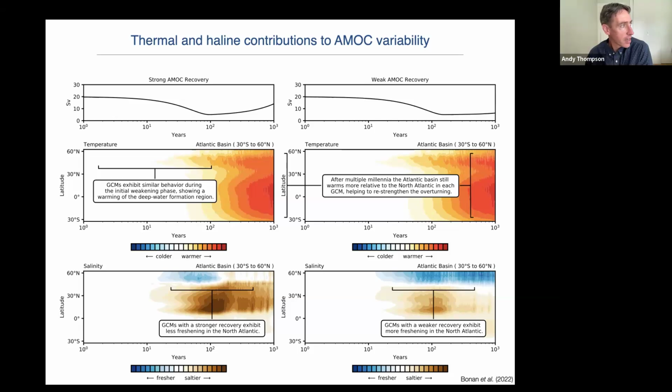Yeah, that's a good question. I must admit that off the top of my head right now, I'm not sure what all of these models are doing for their freshwater input from the Greenland ice sheet. My sense is that that is small compared to the changes you're getting from the Arctic sea ice, but that is something I would need to go back and check.